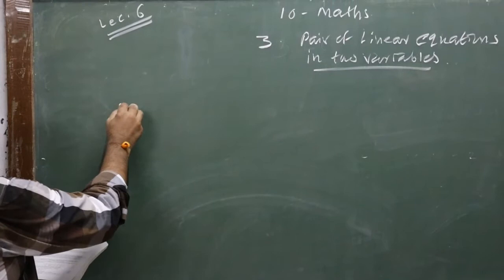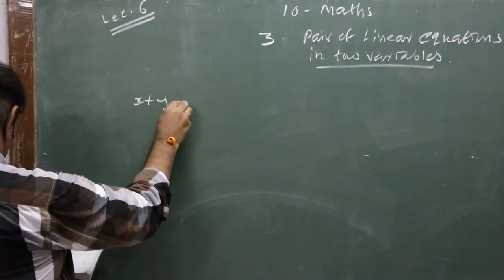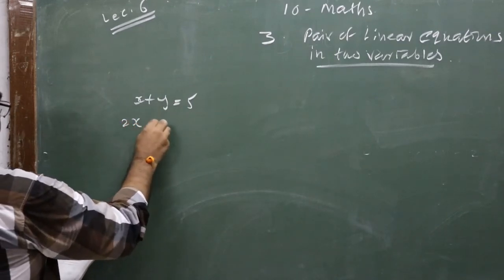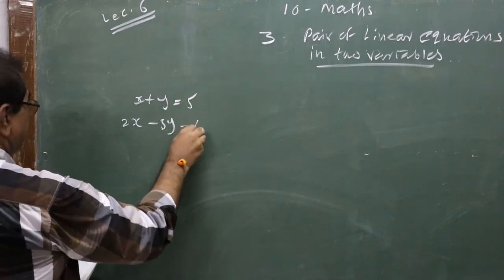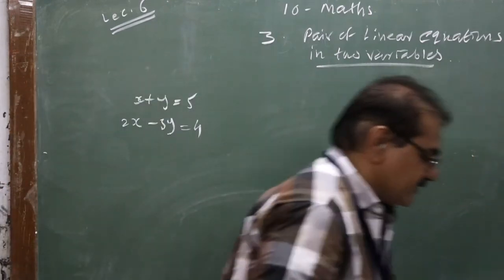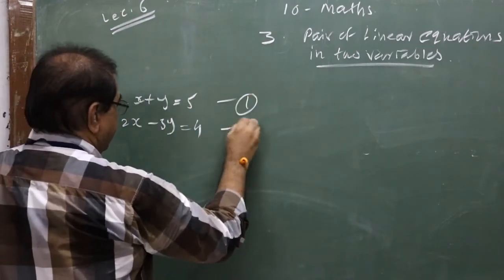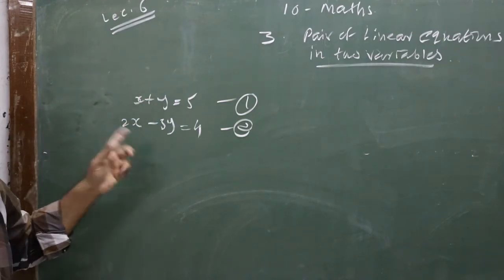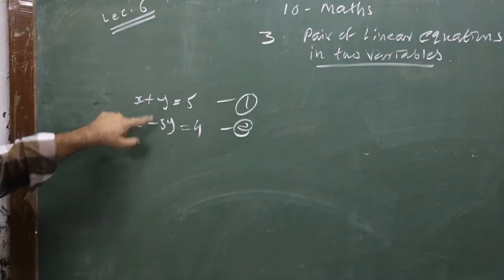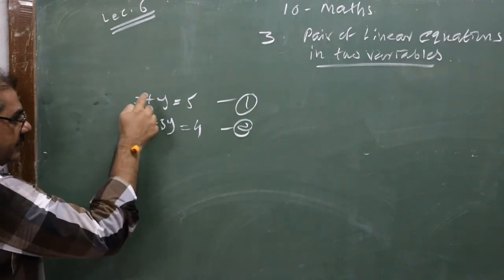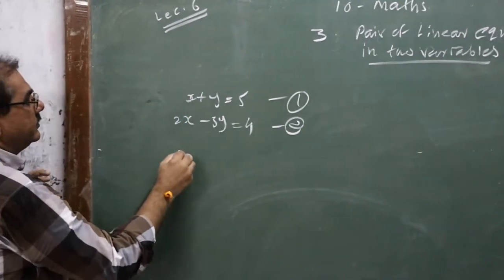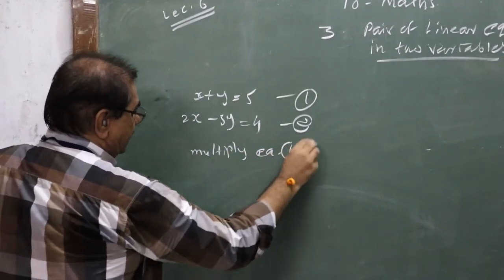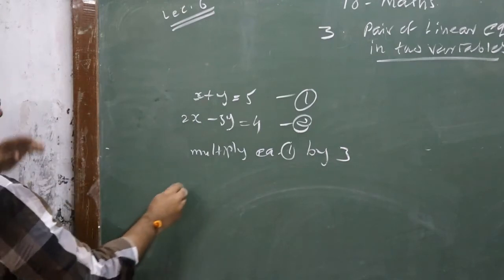Question 1, first one. x plus y is equal to 5. And second is 2x minus 3y is equal to 4. Okay? These are two equations given, number 1 and number 2. Now you decide, you want to eliminate x or you want to eliminate y. Suppose I want to eliminate y, so to equalize the coefficient of y, here it should be 3. Okay? So what to do? Multiply equation 1 by 3.